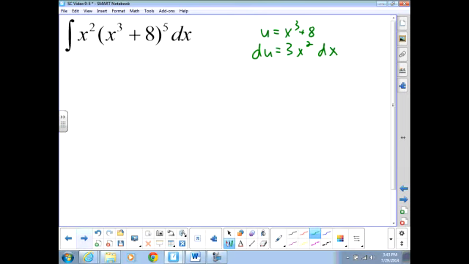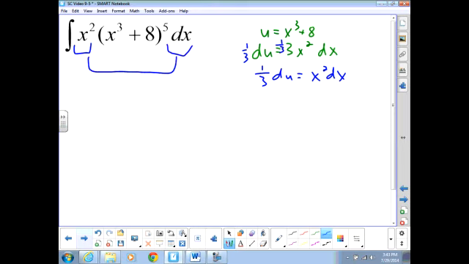Well, we have an x squared and a dx. We don't have the 3, so we need to multiply both sides by 1/3. Giving us that 1/3 du is equal to x squared dx. So the x squared and the dx will get replaced with 1/3 du, and then this will become u to the 5th. So altogether, we'll have the 1/3 out front, we'll have u to the 5th, and we'll have du.